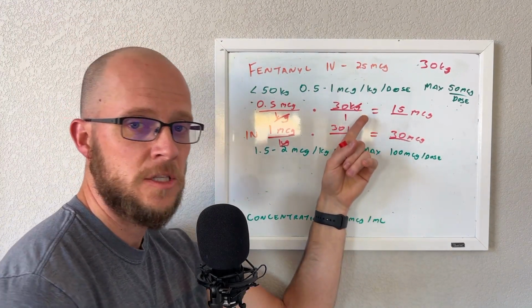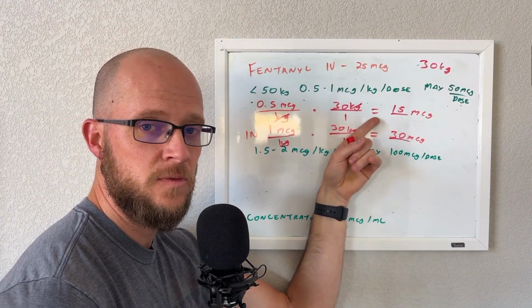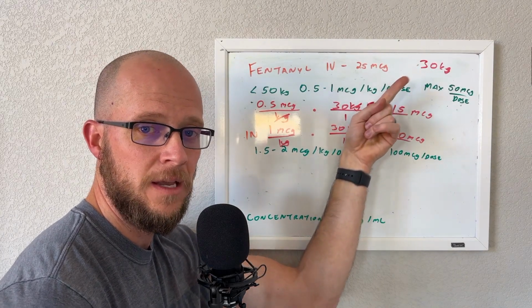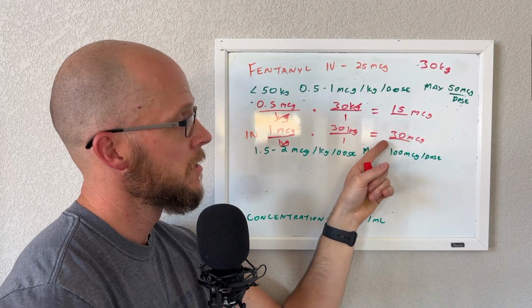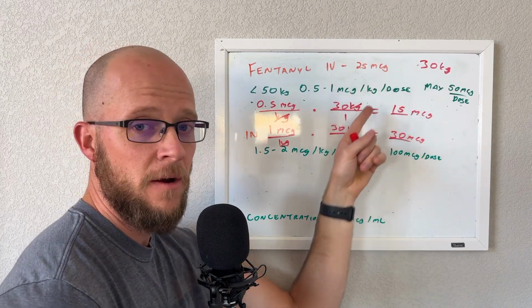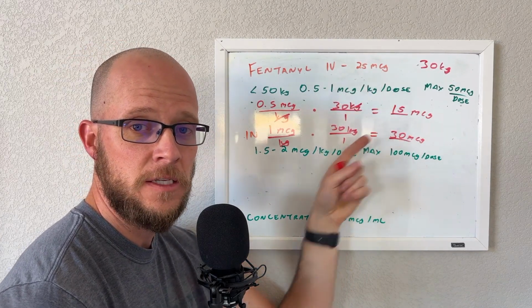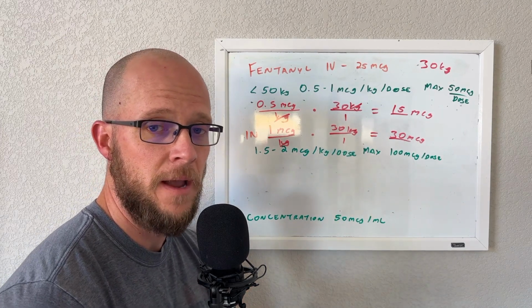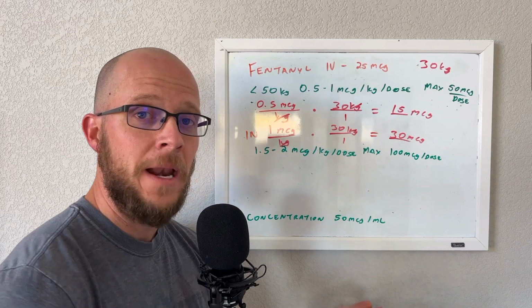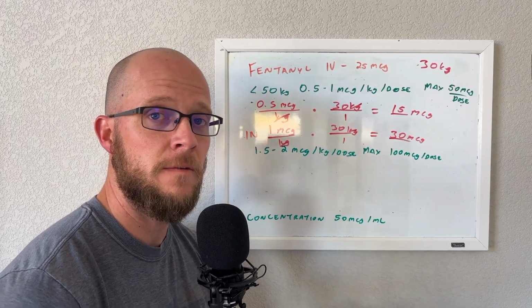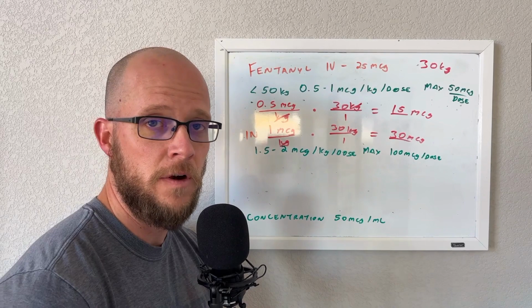So your range that is a safe dose range for this kiddo that's a 30 kilo kiddo is 15 to 30 micrograms. So then the doctor ordered 25 micrograms. Does that 25 micrograms fall between that 15 to 30 micrograms? And yeah, it does. So you're fine to give that medication. So you know that it's a safe range. You're not going to underdose and you're not going to overdose.